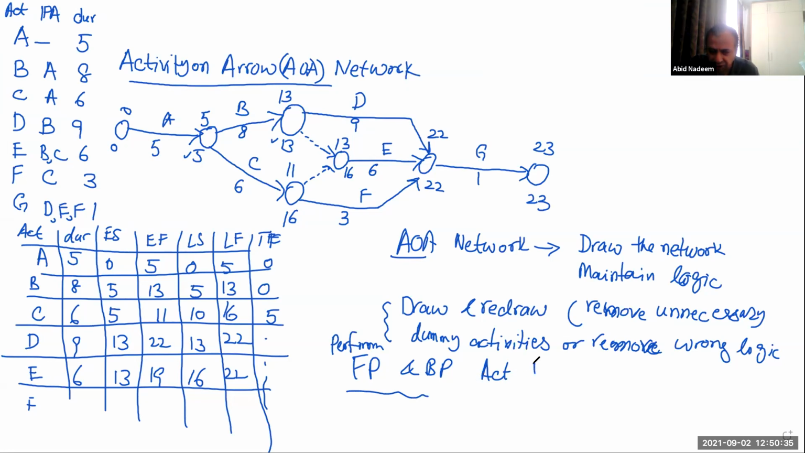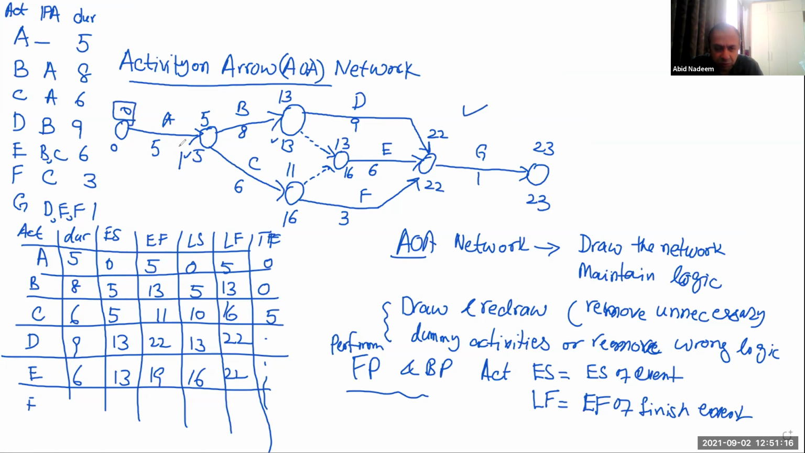This forward pass and backward pass will give you the activity times. The early start time will be the early start of the event of which the activity is meeting. So for example, the early start time of activity A will be the early start time of this starting event. And then we will calculate the late finish, that will be the late finish of the finishing event.